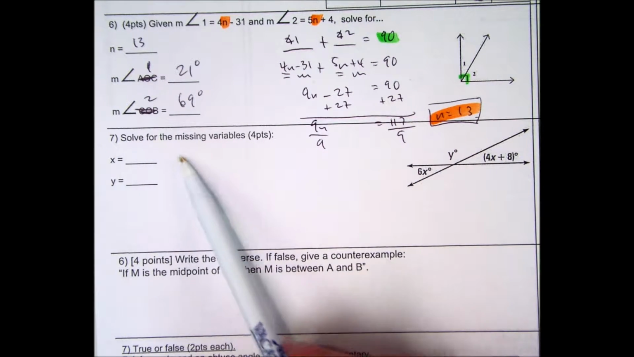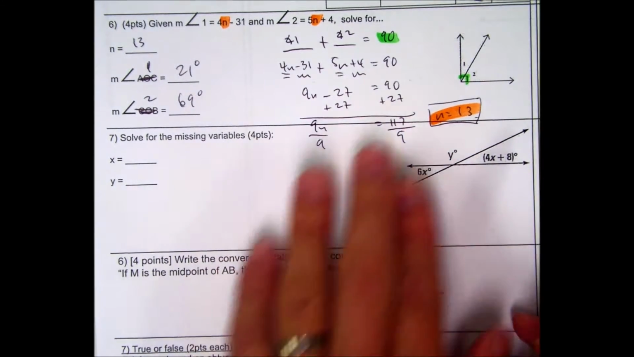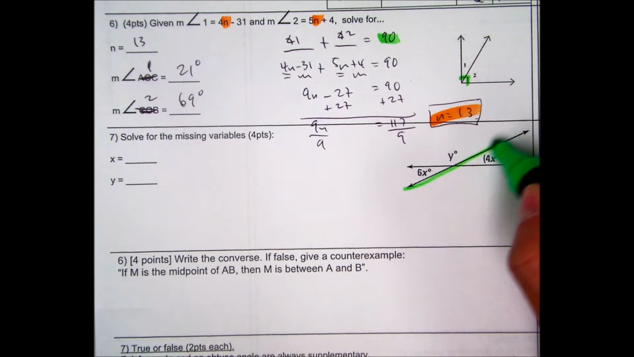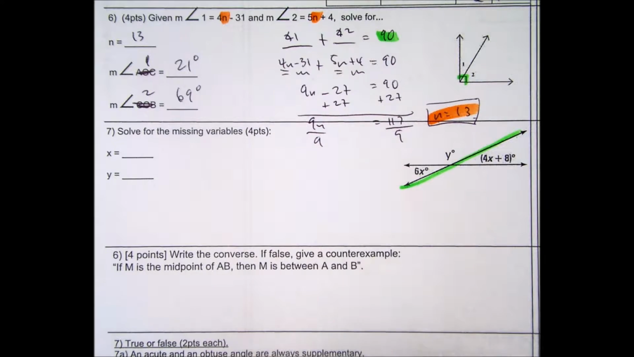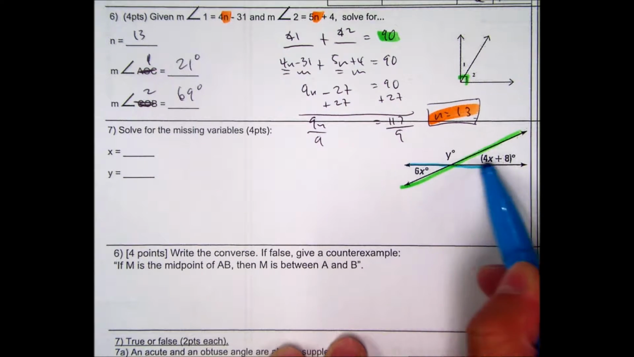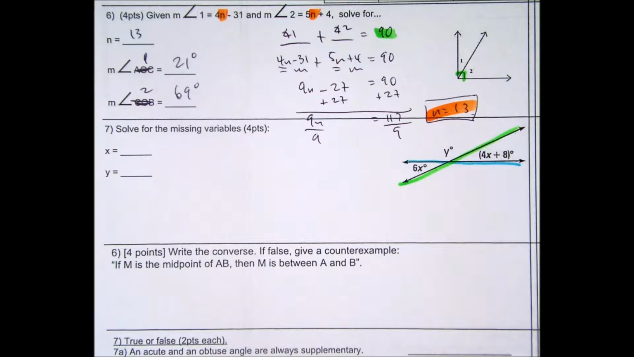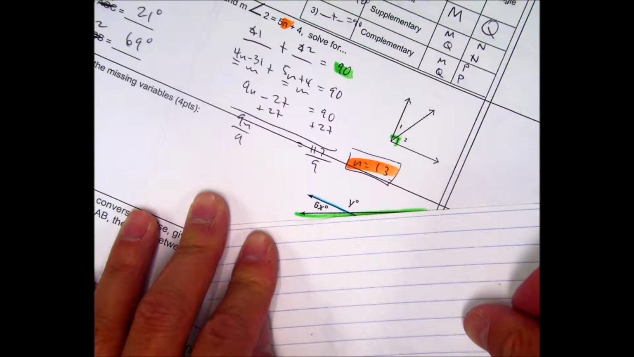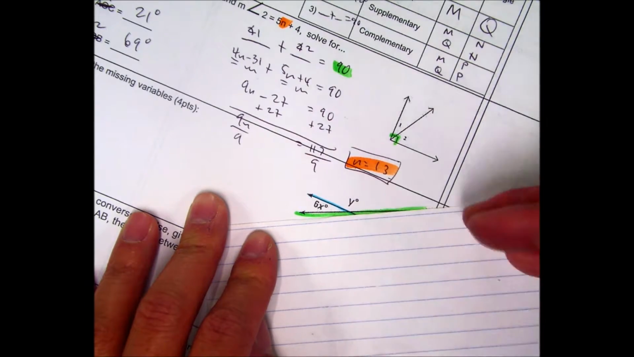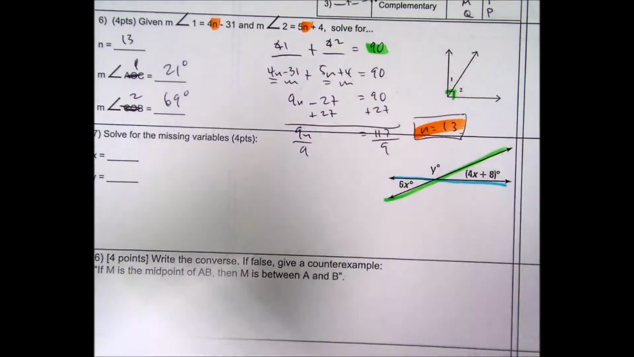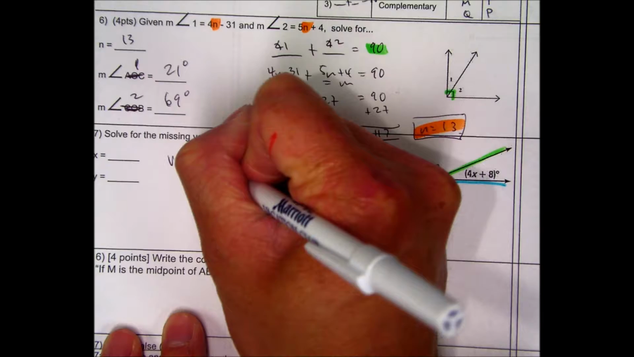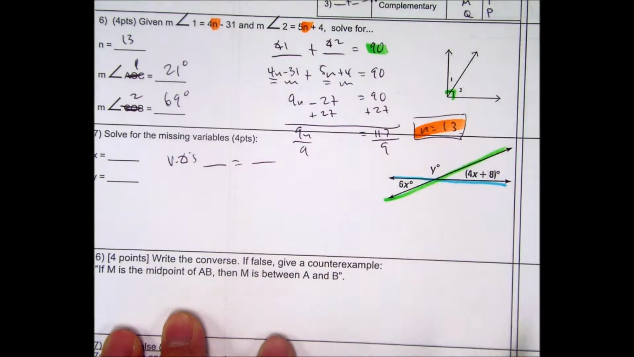Question number 7, solve for the missing variables. Okay. Now, I can't do anything with the blue line. Does that make sense? The reason why I can't do anything with the blue line is you have two different variables and you can't solve that. So the trick on this problem is to look for where there's two variables, the same variables. Well, that's these. Well, those two are vertical angles. Vertical angles are blank equals blank.